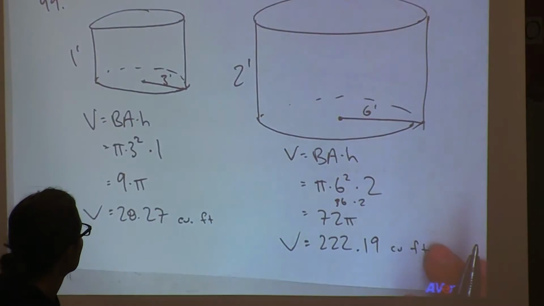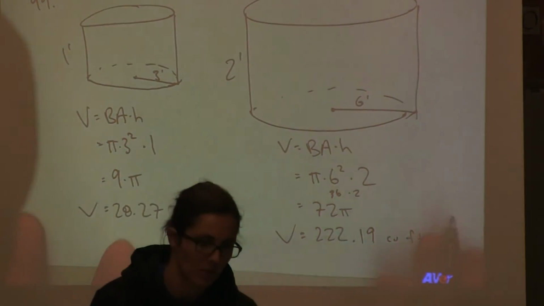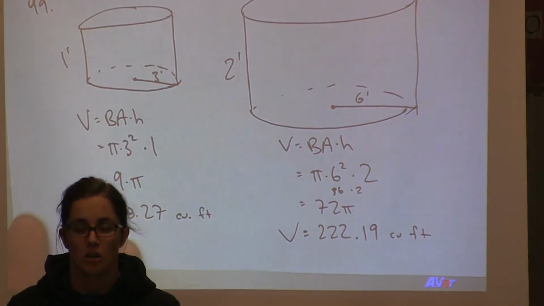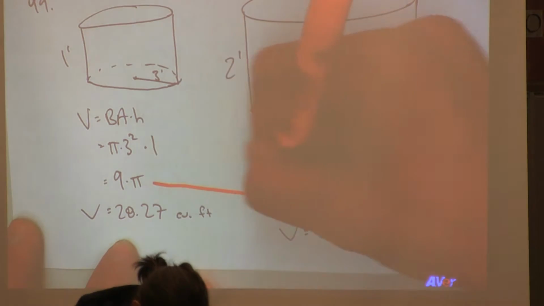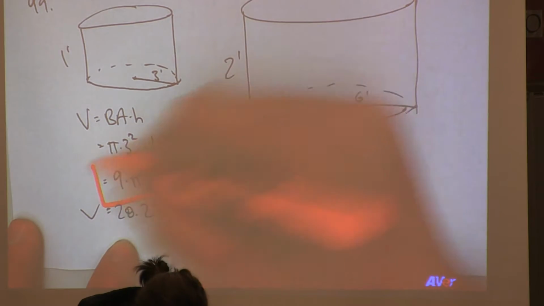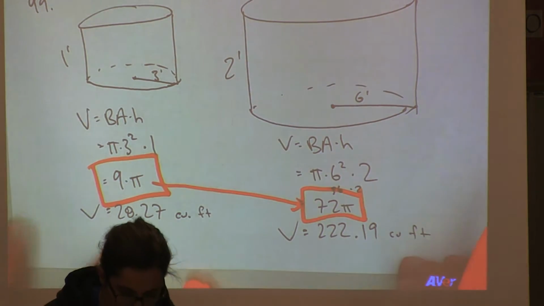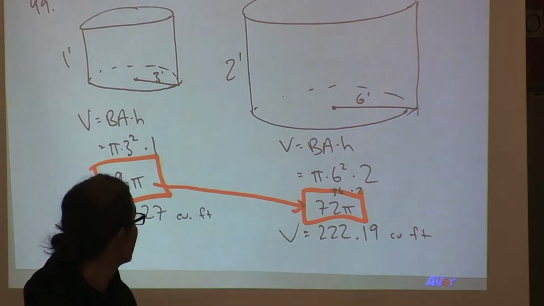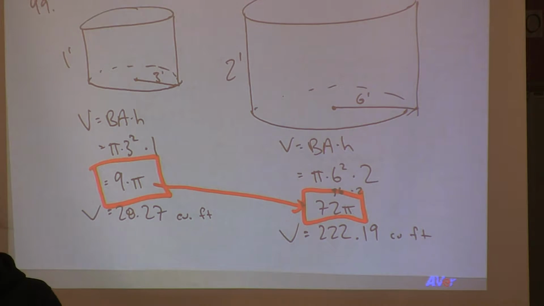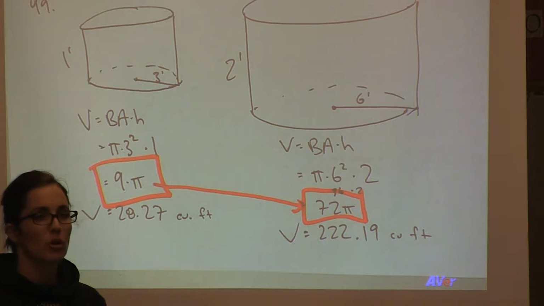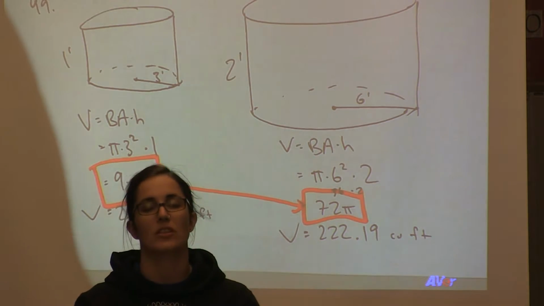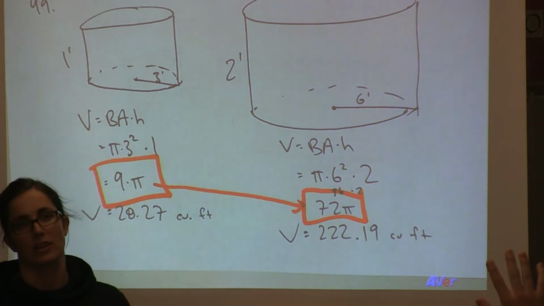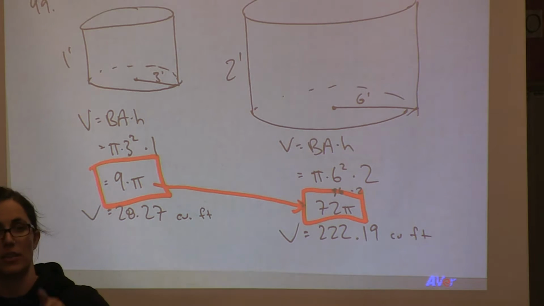Okay. I want to look at these two numbers though. You could divide those two, but I want to look at these two. How many times bigger is 72 pi than 9 pi? 8. Who can tell me why that 8 makes sense? Actually, who can tell the class why that 8 makes sense? Tell them, not me.